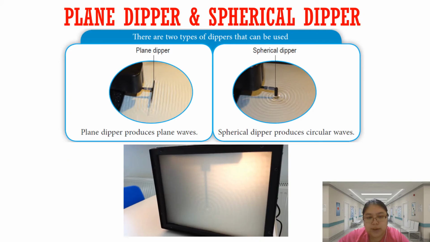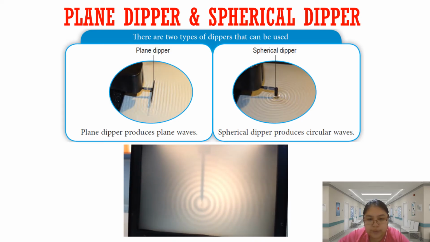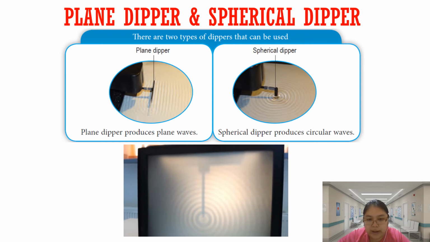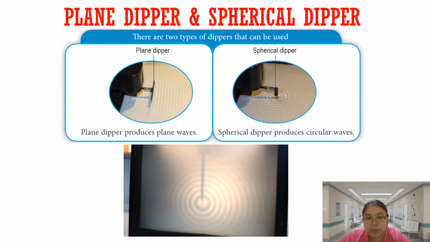So this one is the water wave produced by the ripple tank. You can see this diagram is from one of the videos. Bright and dark, when I'm using the spherical dipper. When I'm using the one dipper touching the surface of the water, you can repeat to see. So this one is a water wave.